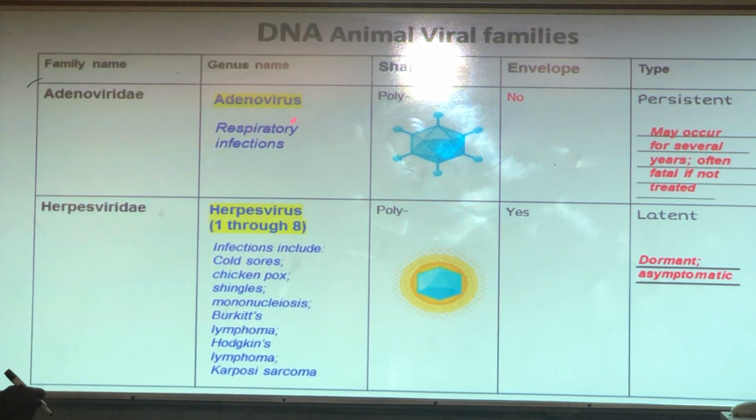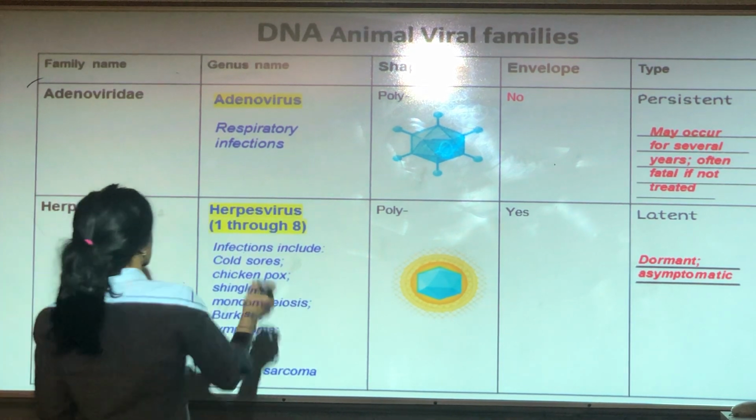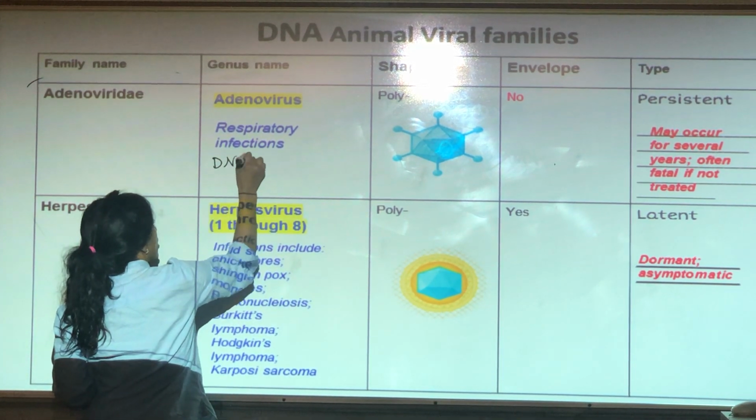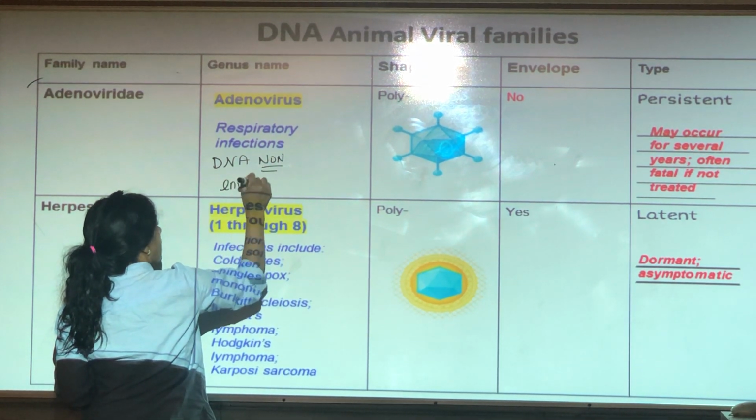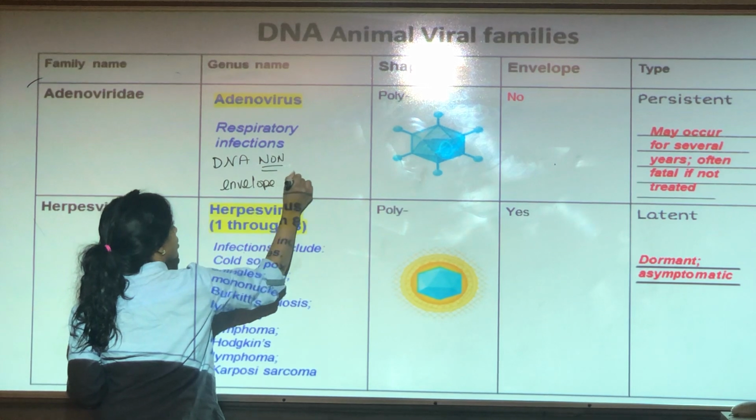Right, so these are viruses. For the adenovirus, we will call this a DNA non-envelope virus. Right, so DNA non-envelope virus.